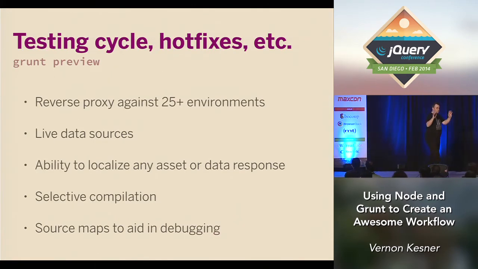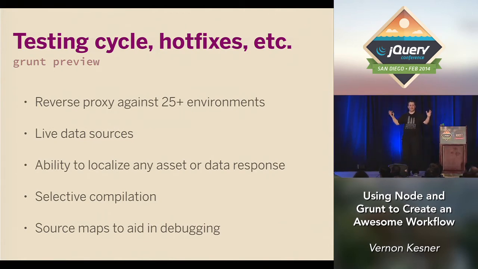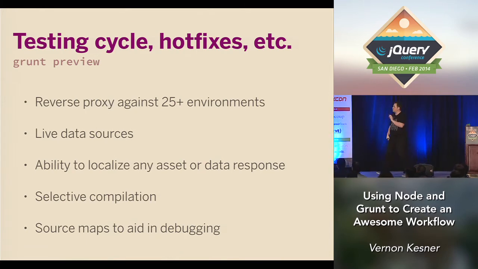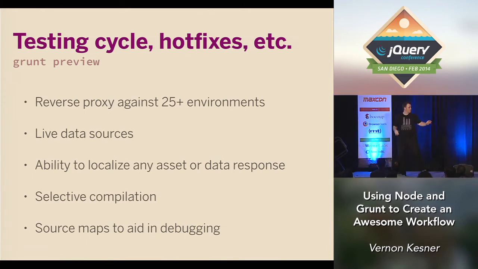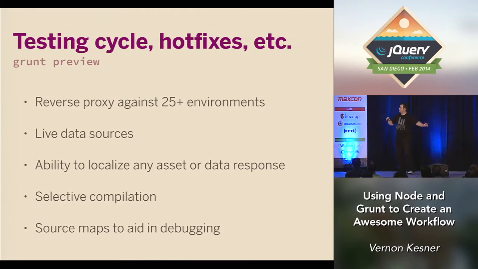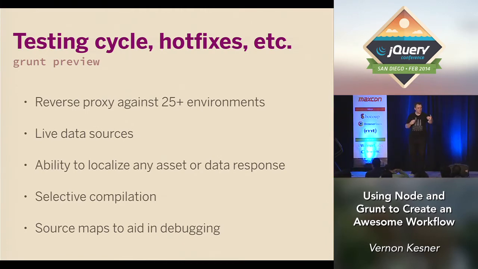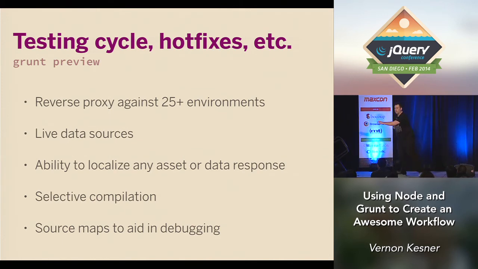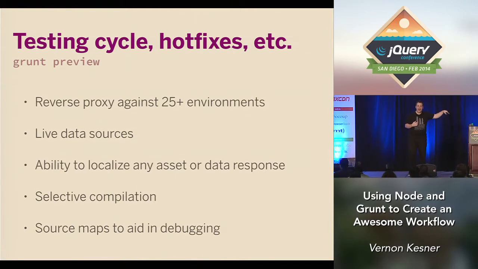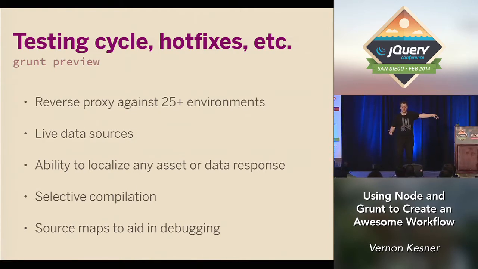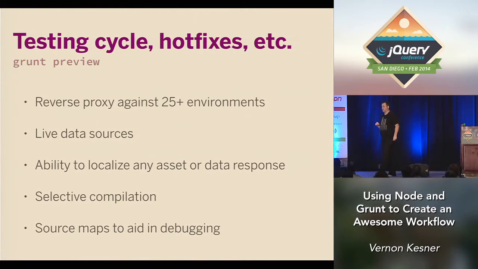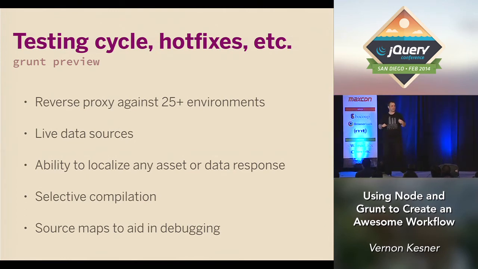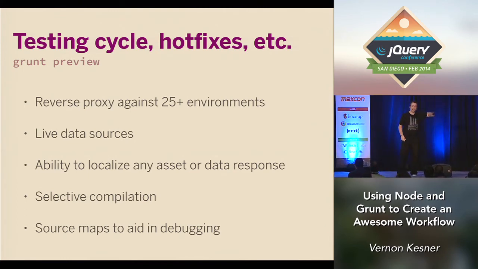So these two workflows spawned two parent tasks for us in Grunt. The first task was this preview task, and it's a really awesome task in my opinion. I'm going to kind of blow through this because I really want to do a live demo of some of the stuff for you. But it's very cool because it allows us to actually reverse proxy against over 25 different environments. And what that means is on my local machine, I can spin up a server using a simple Grunt task, and then intercept every request to that server, and I can proxy it against any environment.